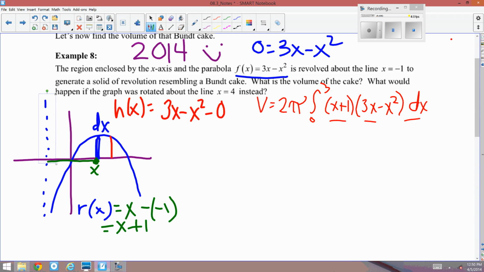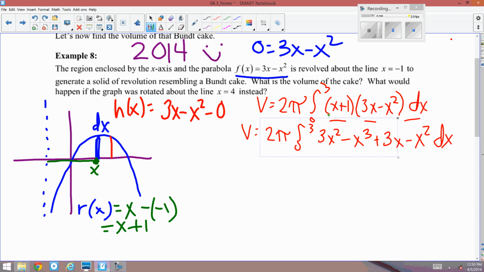Now I would multiply this out before integrating. So what do we get? 3x squared minus x cubed plus 3x minus x squared dx. Okay, simplifying that, I have 3x squared minus x squared, so I have 2x squared minus x cubed plus 3x. You can put it in any order you want, it doesn't really matter.